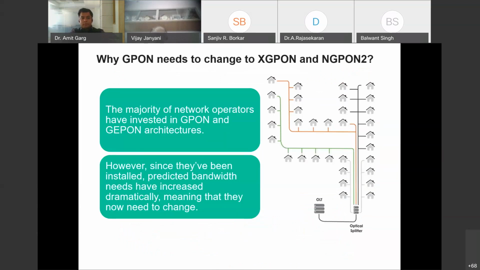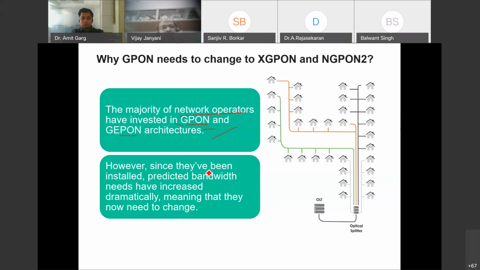Okay, now let us come to this point: when GPON was working very fine and you are all getting good speed, 100 Mbps at your home, why is there a need to go to XG-PON or NG-PON? Because the majority of network operators have invested heavily in GPON and equivalent architectures, and they are providing services. They are providing you ONUs, ONTs, and fiber to the home.